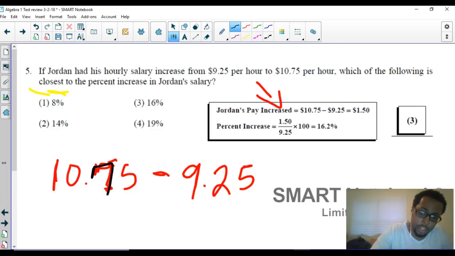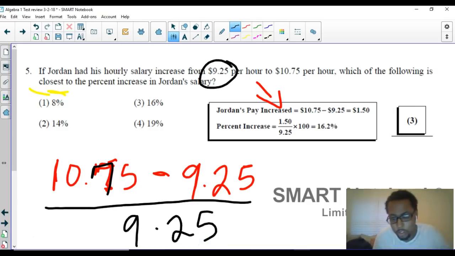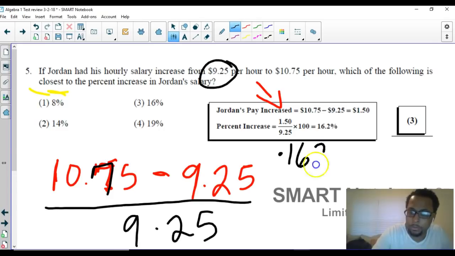So once you subtract that, you get your 1.50. Now it's over your starting amount. So what do you start with? Your starting amount is going to be the $9.25. Okay. Once you divide that, you're going to get a decimal. You're going to get 0.162. But again, we're not asking for the decimal. We're asking for the percent.